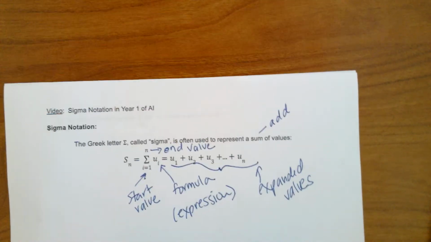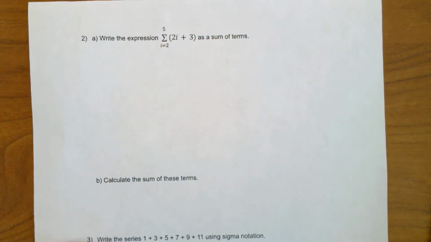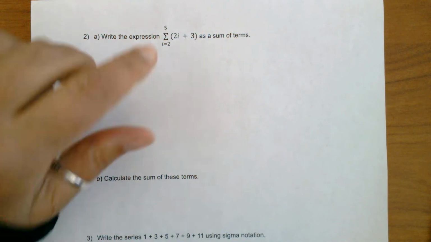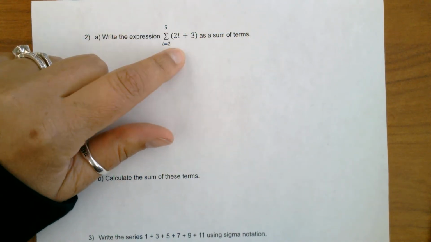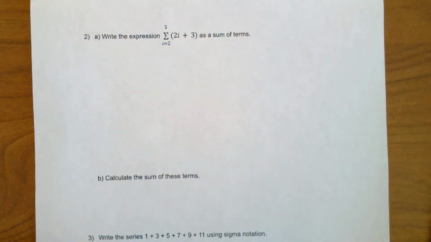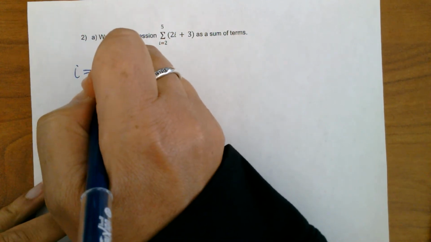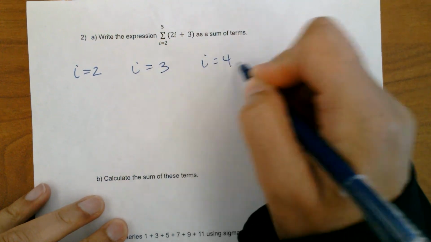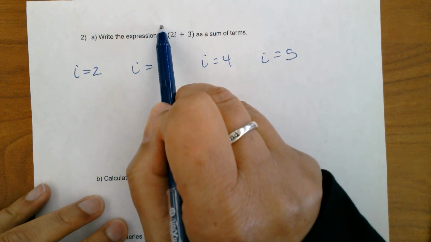Okay, let's go to the next sheet. Let's do more practice. Part A, write the expression sigma i equals 2 to 5 of 2i plus 3, or we could say the sum from i equals 2 to 5 of 2i plus 3, as a sum of its terms. So where are we going to start? We start at the i, so we start at 2. i equals 2, i equals 3, i equals 4, i equals 5. I stop here. Start, stop.